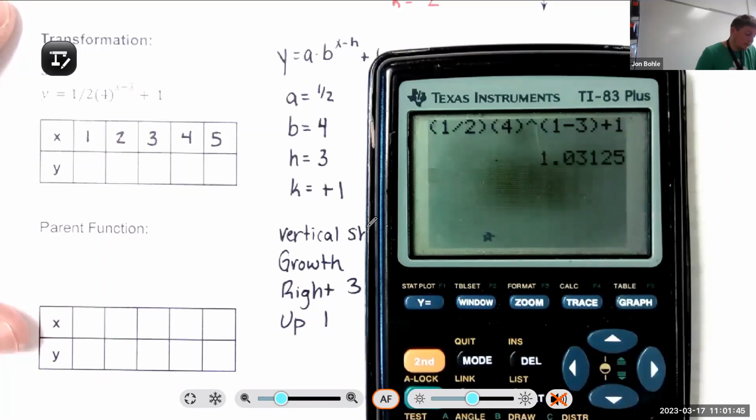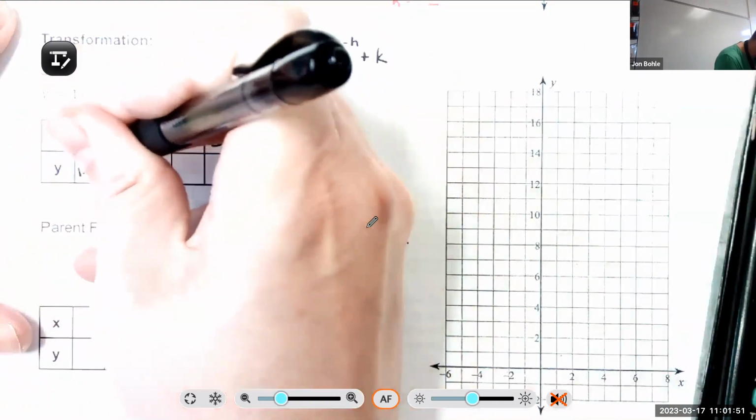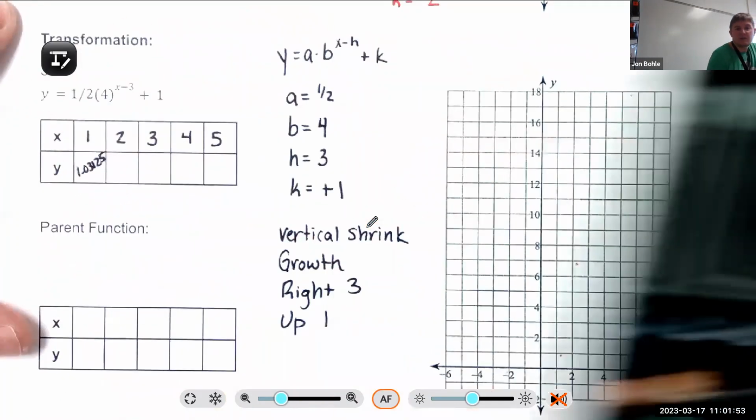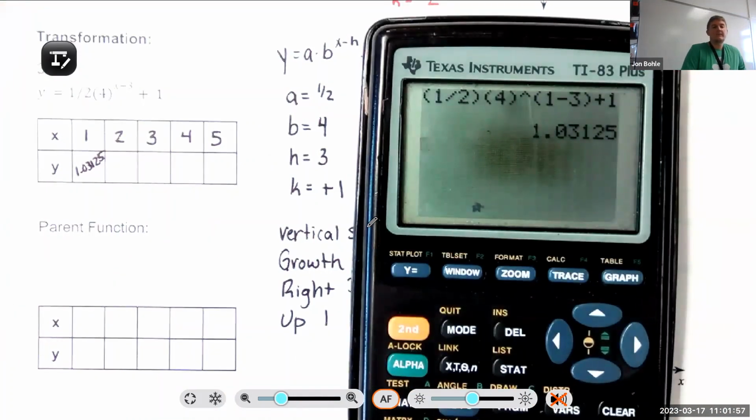I hit enter and I get my first one, 1.03125. If it's a really long decimal, it does not bother me if you round, because I'm not going to be able to tell if you graphed 1.03125 or 1.03. On the graph, it's going to look the same.